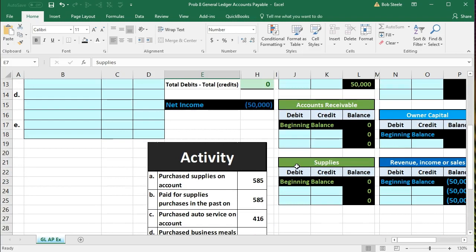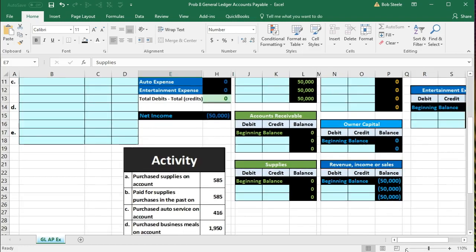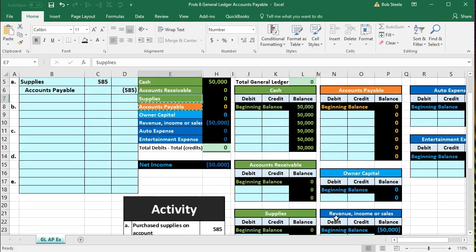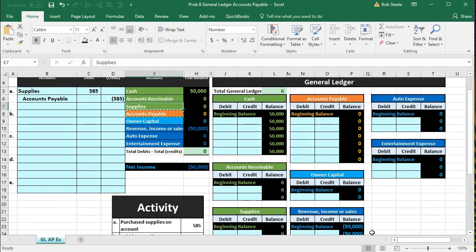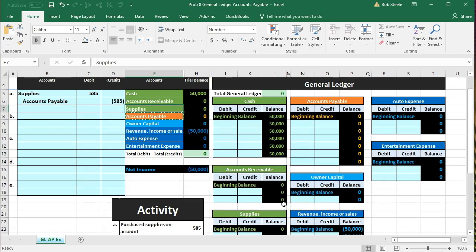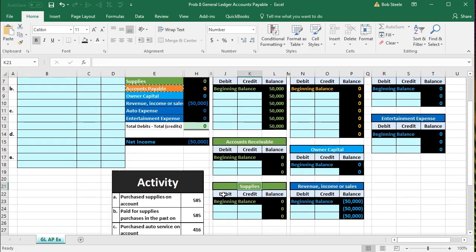There's supplies. Now I'm going to try to make this screen a bit smaller so we can see more of it at one time. I'm at 130%. I'm going to make it go down, let's say, to 110. Not quite. So let's bring it down to 100. And then we'll have to scroll down a little bit, but I'll keep it there. We're at the supplies account right here. This is on the debit side. Here's supplies. Here's the debit side.